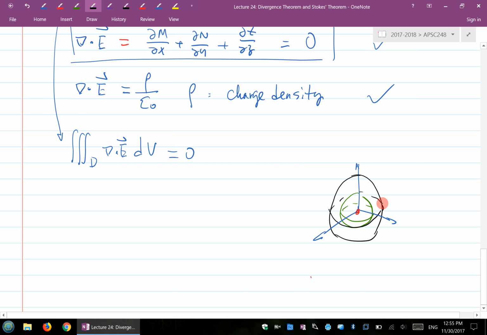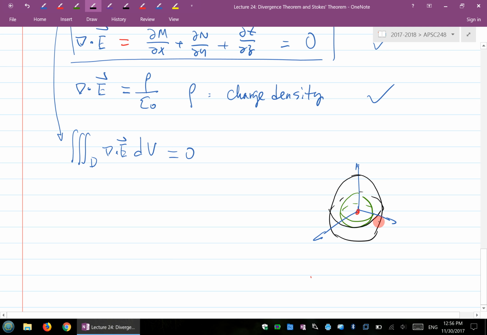Okay, so let's come back to this question. If I change the question slightly, now the question becomes this. We have a region, which is basically two spheres that I draw here. One is green, the other is black, with the black sphere enclosing the green sphere.